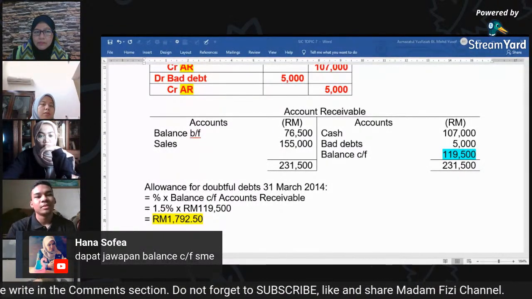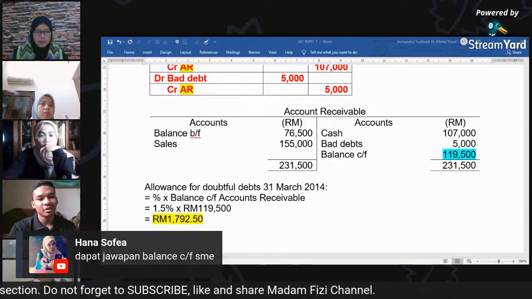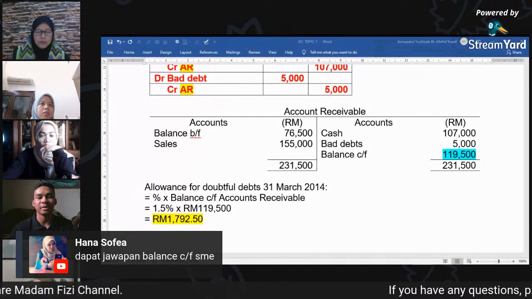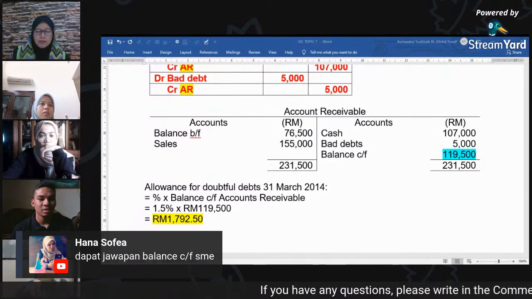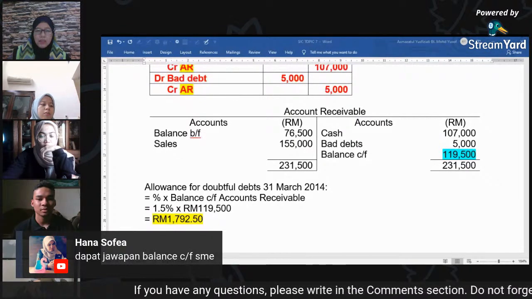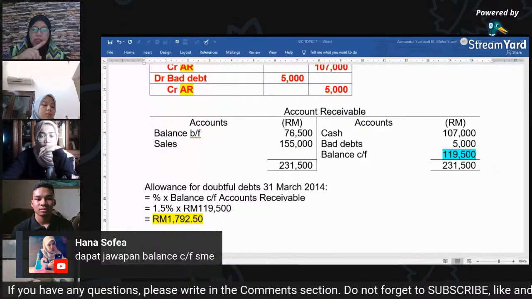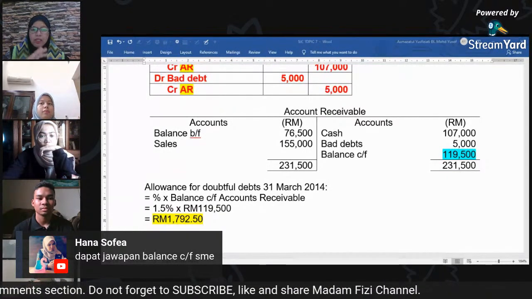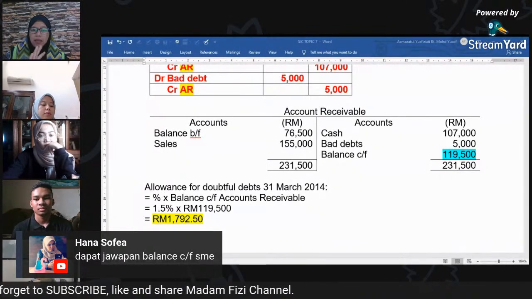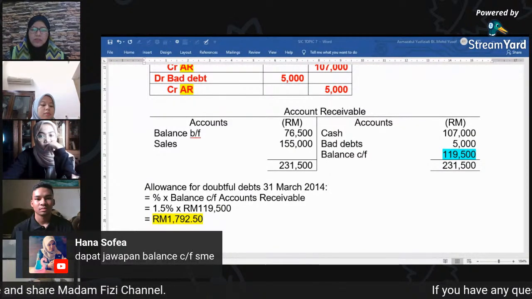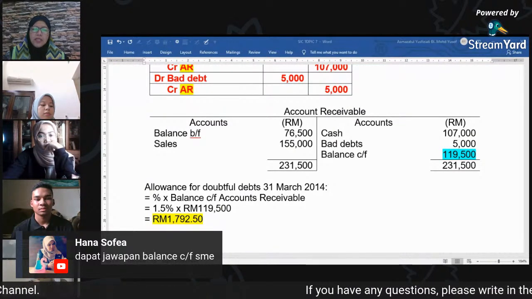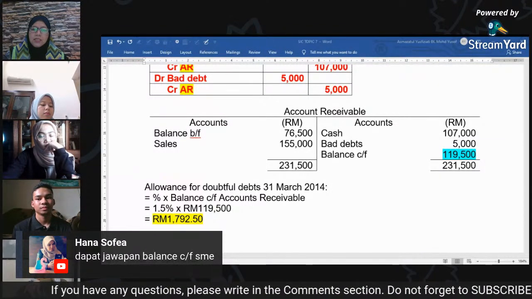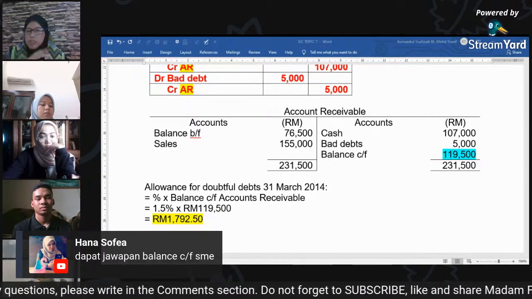Tapi madam, bukan ke kalau kita dah buka account receivable, kita kena masukkan semua butir yang ada kena-mengena dengan account receivable. That's why madam buat kan, cash. Betul. That's why saya buka account receivable. Whatever yang ada berkaitan dengan account receivable, kita masukkan dekat situ. Okay. Tapi Hana kata dia tak tolak cash, tapi dia dapat jawapan balance brought forward yang carry forward dia sama. Ending balance dia sama. Tu saya tak tahu macam mana dia dapat.